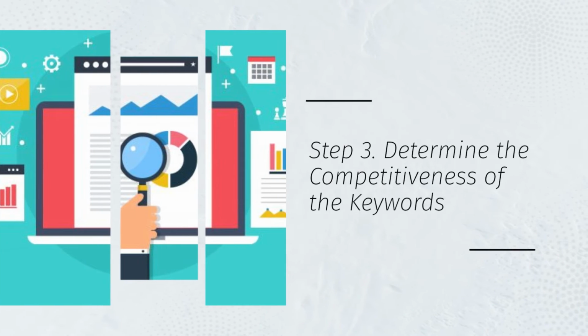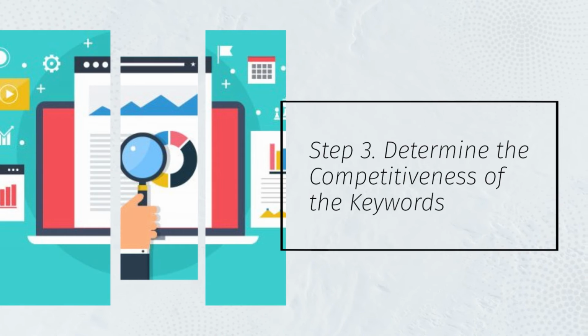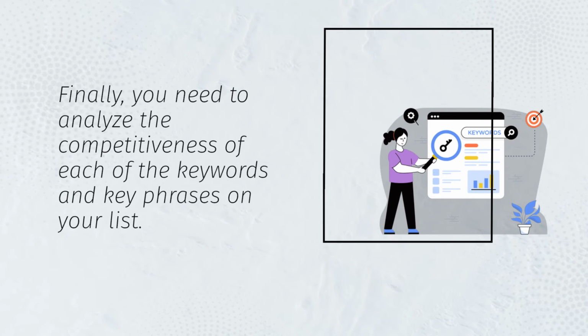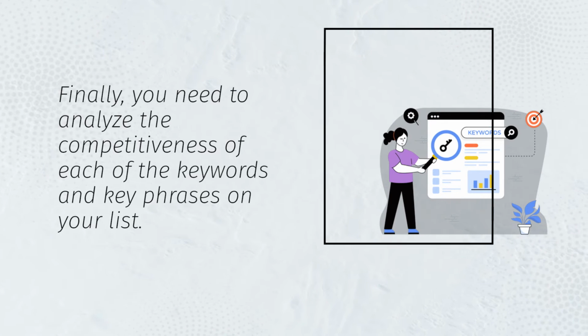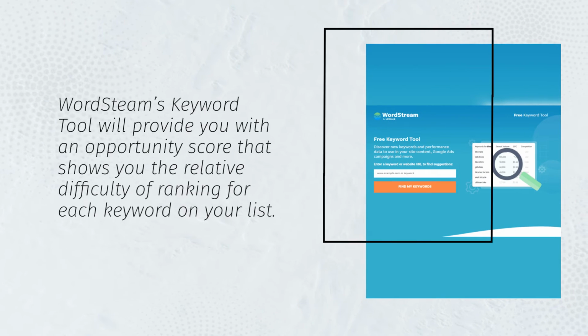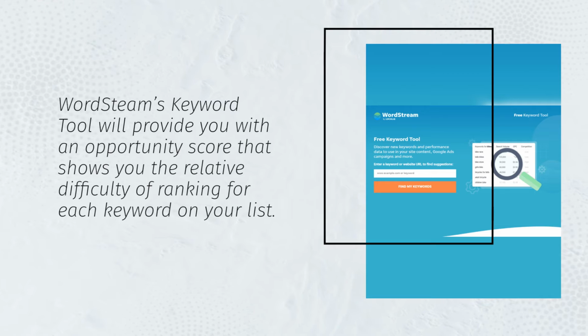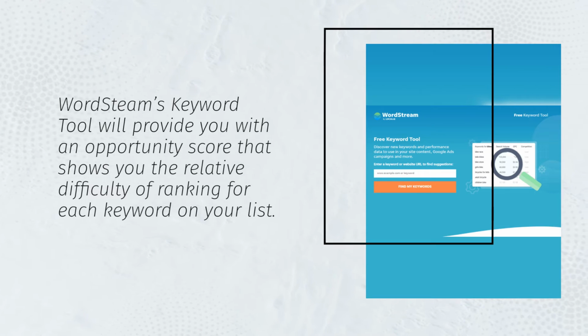Step 3. Determine the competitiveness of the keywords. Finally, you need to analyze the competitiveness of each of the keywords and key phrases on your list. WordStream's keyword tool will provide you with an opportunity score that shows you the relative difficulty of ranking for each keyword on your list.